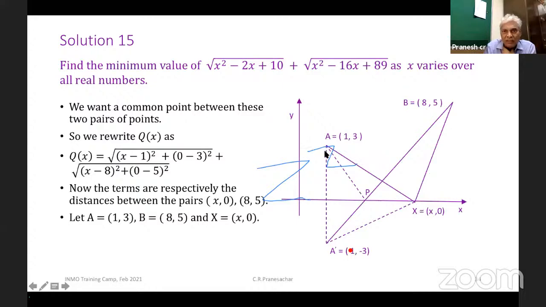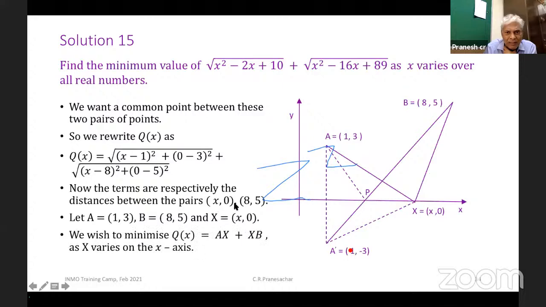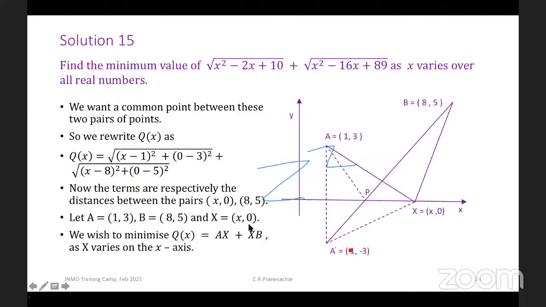The first term is the distance between (1, 3) and x0. The second term is the distance between (8, 5) and x0. Is it okay? I think this is okay. Here, sir, are you going to apply that reflection process?